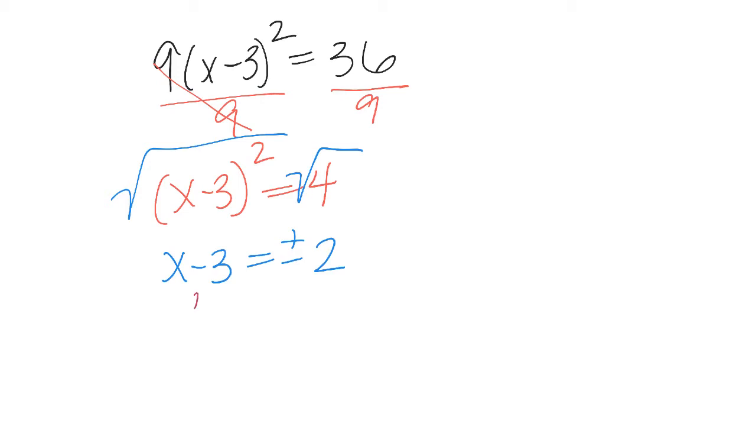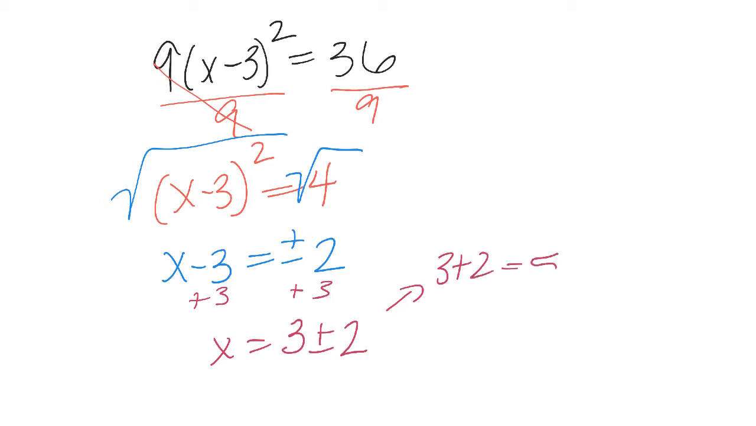So then to get the x by itself, we add 3 on both sides. Then we're left with x equals 3 plus or minus 2, which means I have 3 plus 2, which is 5, and 3 minus 2, which is 1. So those are both of my x values, and I'm done.